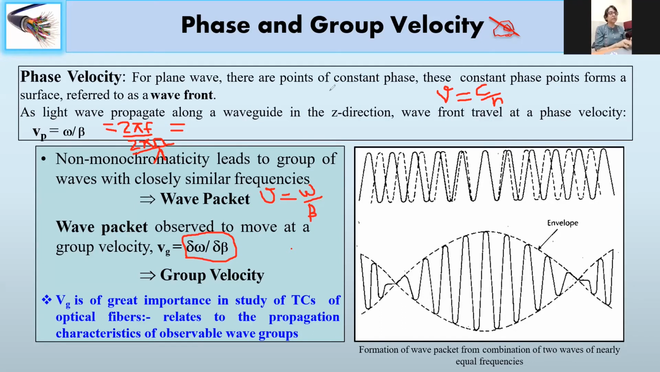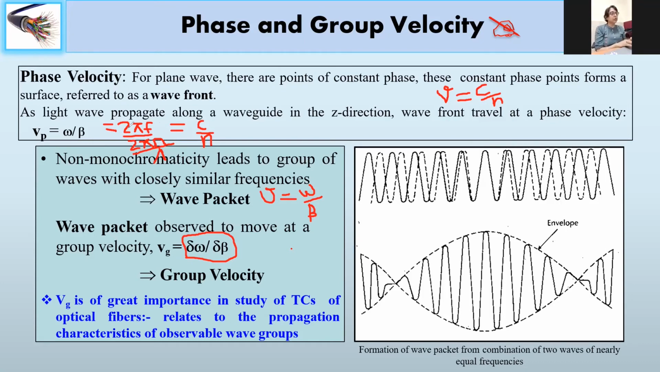F is equivalent to c by lambda, correct? Right, f lambda by n. What is f lambda, Kirti? You know the value of f lambda? Yes, correct. F lambda is c. So when you solve it, this comes out to be c by n, which I have already written. Correct? Okay. Now let us find out del omega by del beta.